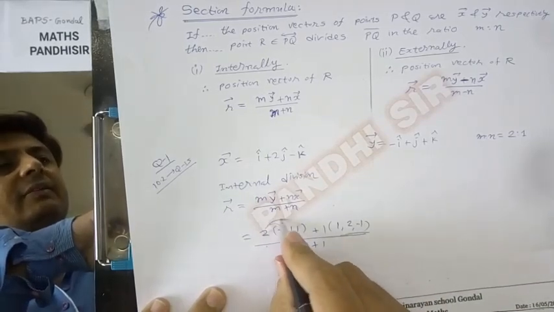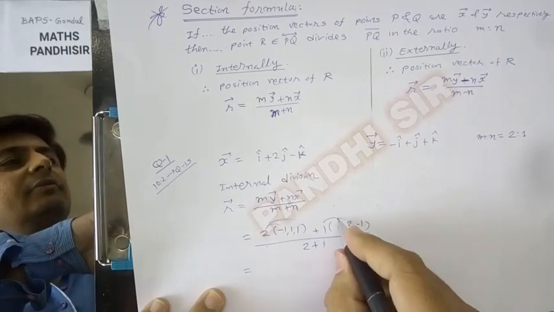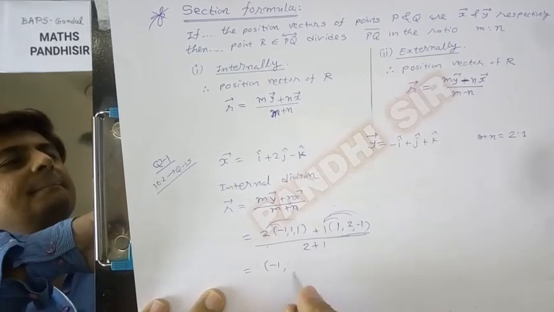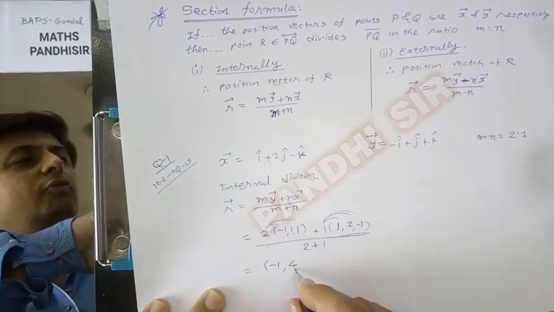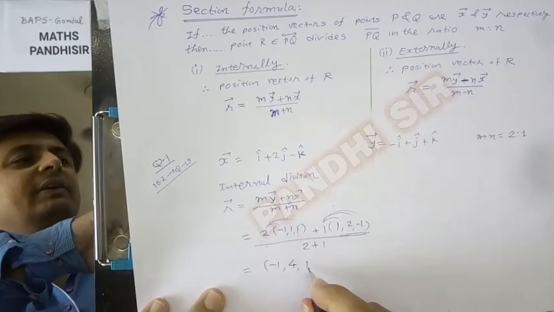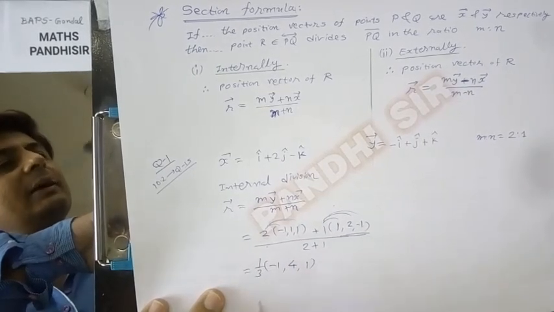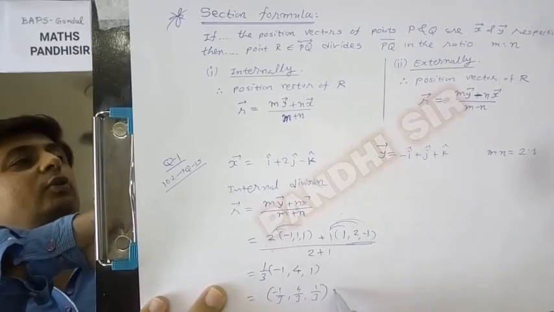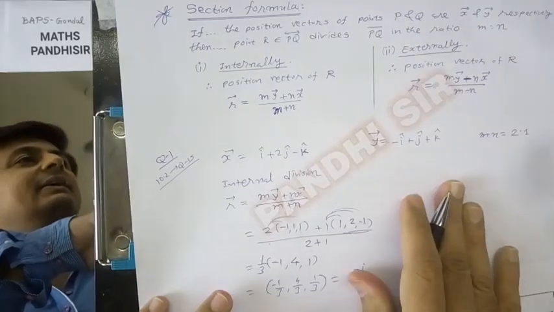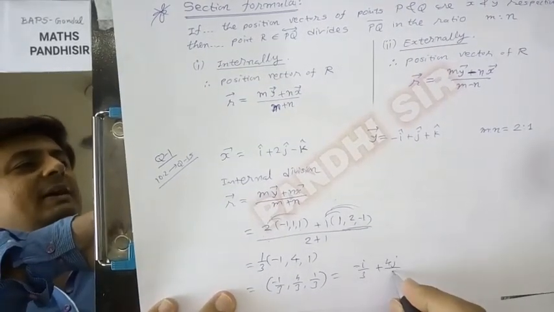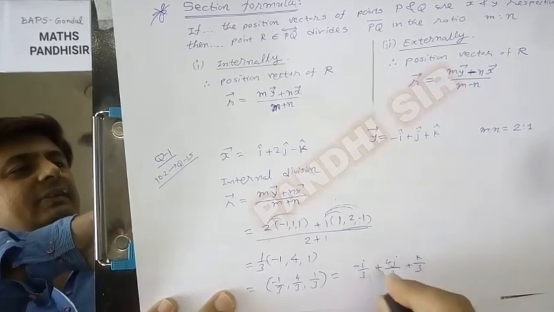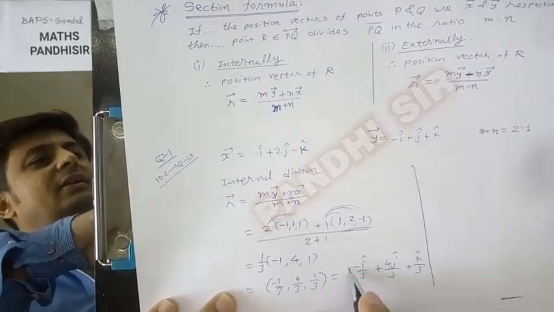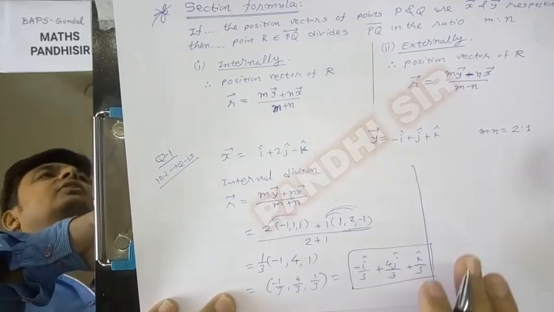Now multiplication by a scalar. 1, 1, 1, so nothing. So -2 plus 1, -1. 2 plus 2, 4. 2 minus 1 is 1, upon 3. So upon 3 I am writing here, or you may write like -1 by 3, 4 by 3, 1 by 3, or you may write -i by 3 plus 4j by 3 plus k by 3. All of them are vectors, so denoting like this. So internal division, this is the position vector of that.